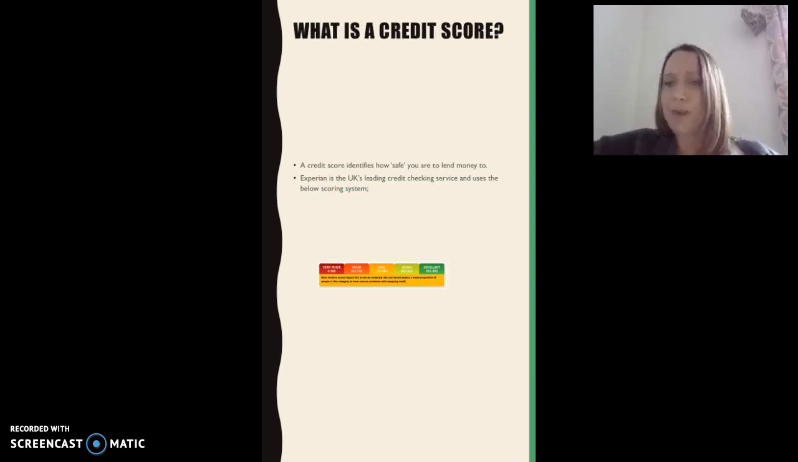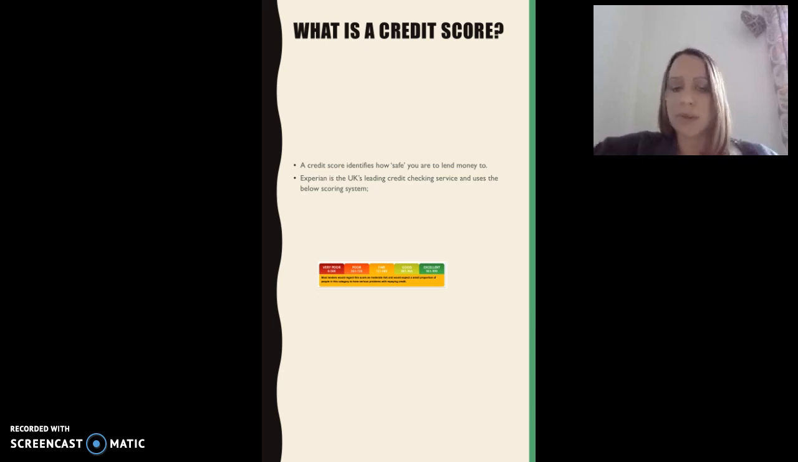So we've talked a little bit about credit rating and how it's impacted, but it's just important that you actually understand what a credit score is, because quite often that's not talked about. So a credit score basically identifies how safe you are to lend money to. So Experian is one of the UK's leading credit checking services, and I'll put their link in the video below. But you basically have this table below. So you have very poor, poor, fair, good, or excellent.